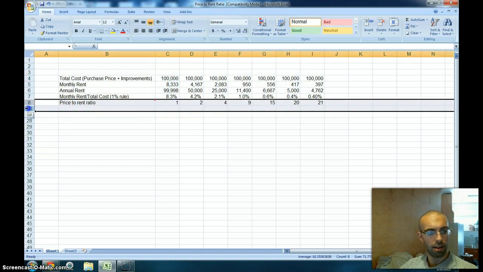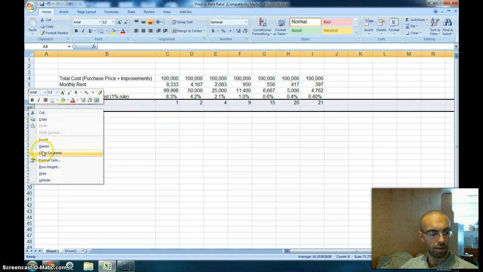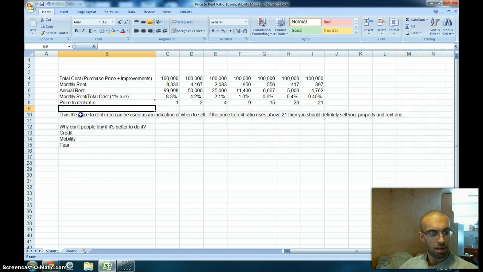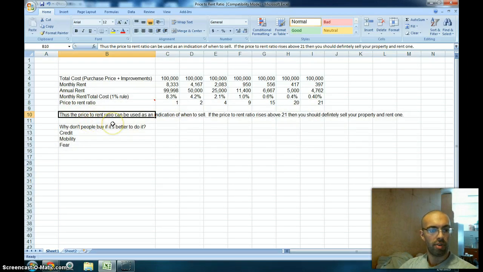Okay, now below here I have some more info for you guys. Okay, so the price to rent ratio can be used as an indication of when to sell. If it rises above 21, then you should definitely sell your property and rent one, as I just kind of discussed over here. So why don't people buy if it's better to do it?